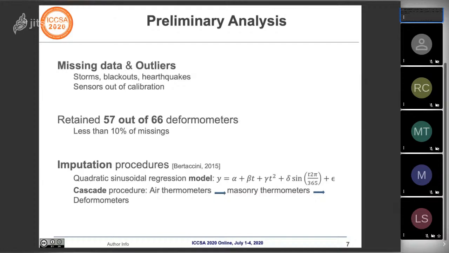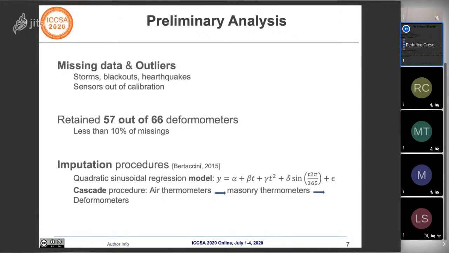Of course, preliminarily, we have to go through some data cleaning process because we have some missing data and outliers. These are caused by storms, blackouts, and earthquakes, which cause the sensors to go out of calibration. We treat outliers as missing data, so we preliminarily remove them, and we retain in our analysis 57 out of the 66 deformometers, which are those that contain less than 10% of missings.